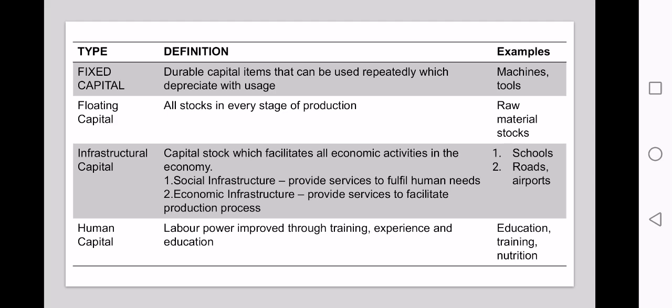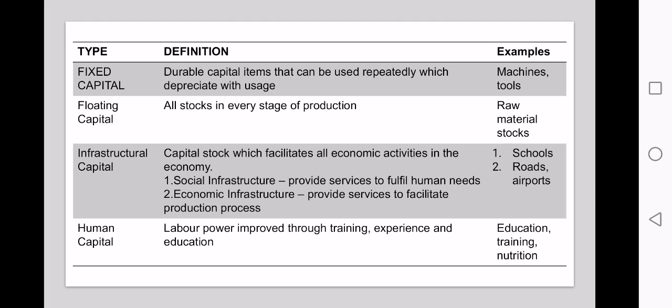And then there's infrastructural capital. Now this is important. This is capital stock which facilitates economic activities in the economy. This can be divided into two, as social infrastructure and economic infrastructure. Now social infrastructure, they provide services to fulfill human needs. For example, schools fulfill education, and then hospitals for health care, things such as that.